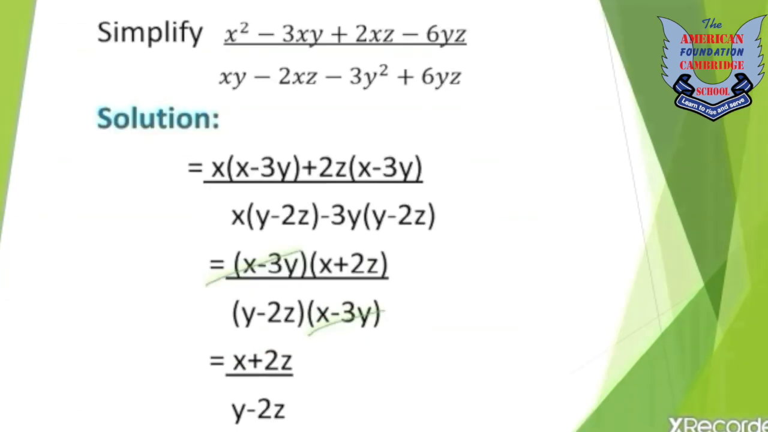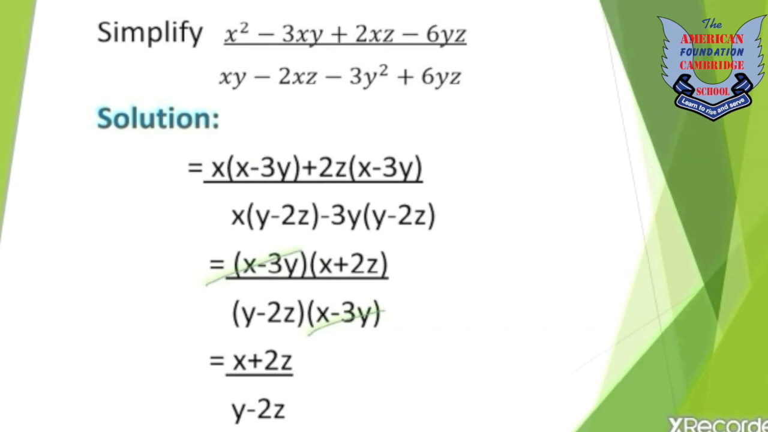Next example. Simplify (x² − 3xy + 2xz − 6yz) upon (xy − 2xz − 3y² + 6yz). In this example, factorization can be done by the grouping method. First step, extract the common factors x and +2z by grouping the first two terms and the last two terms of the given expression.